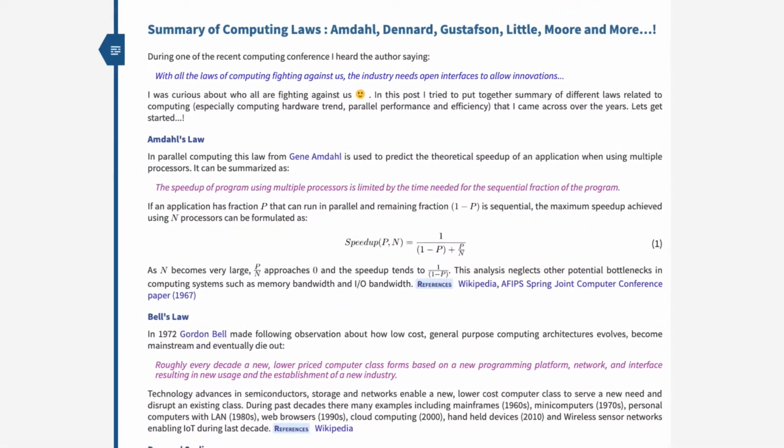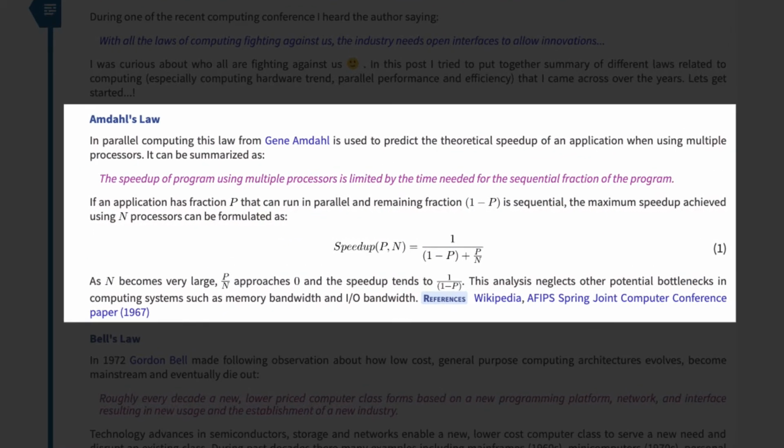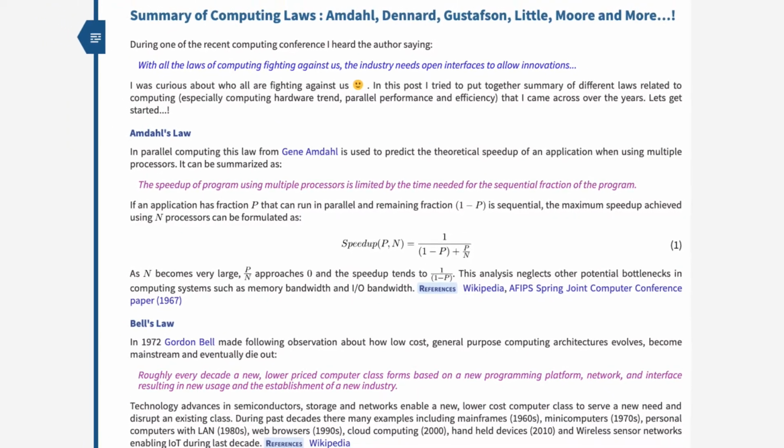The first on the list is Amdahl's law, and if you have done parallel programming, most likely you have heard this multiple times. It says if an application is parallelized using multiple processors, the achieved speedup is limited by the inherently sequential part of the application.